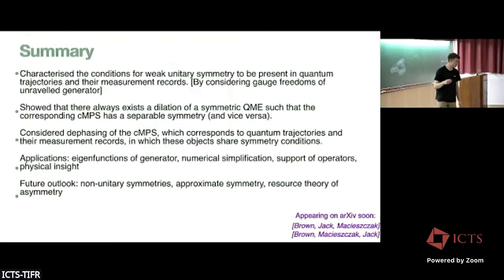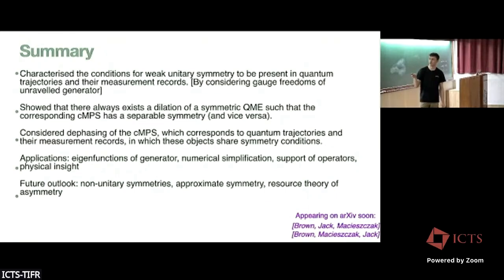Great, so just to summarize, I've given the conditions for the quantum trajectories and their labeled counterpart to be symmetric under the unitary symmetry of the master equation. One thing I didn't mention is that this result comes about by considering gauge transformations on the generator. In the same way you can ask what different representations of your Lindblad give you the same dynamics of your density matrix, you can ask what different representations give exactly the same generator. I haven't mentioned that here, but it's in this paper. We also showed where the symmetry of the master equation comes from: there always exists this joint symmetry at the level of the dilated joint state.